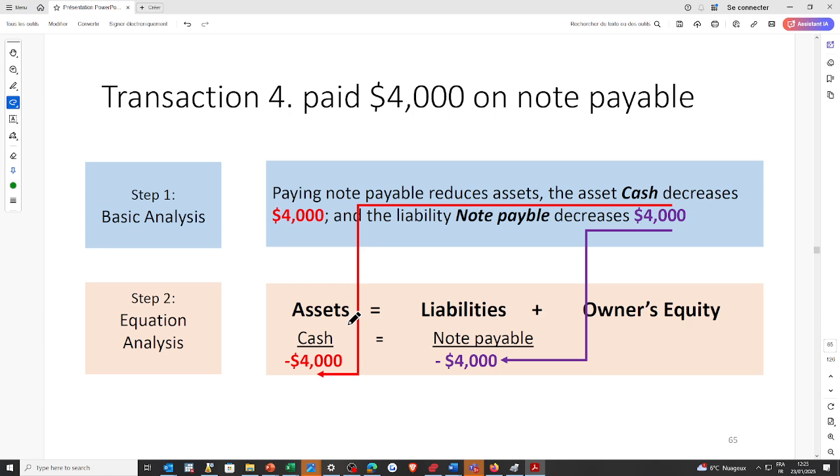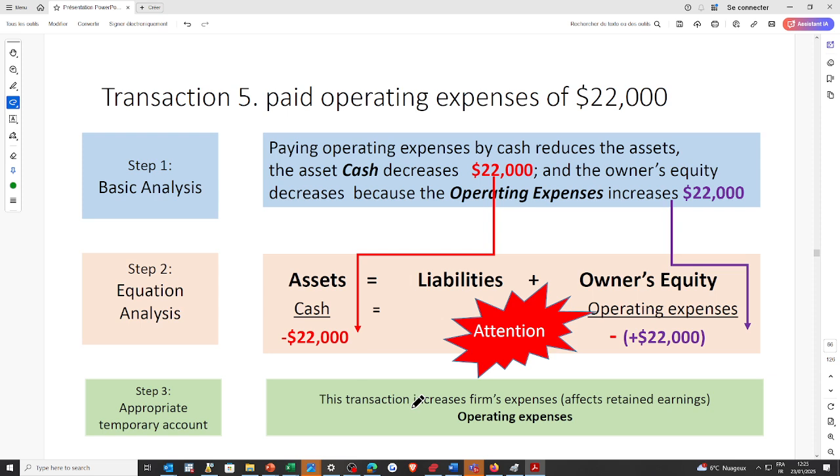So I think maybe it was too fast, but I hope that you got my point. There's no effect on owner's equity, right? So both sides now have the same decrease of 4,000. Okay, now we go to another transaction. The company pays the operating expenses, right? When you pay the operating expenses, this transaction will reduce the assets, the cash of the company, by the amount of 22,000.